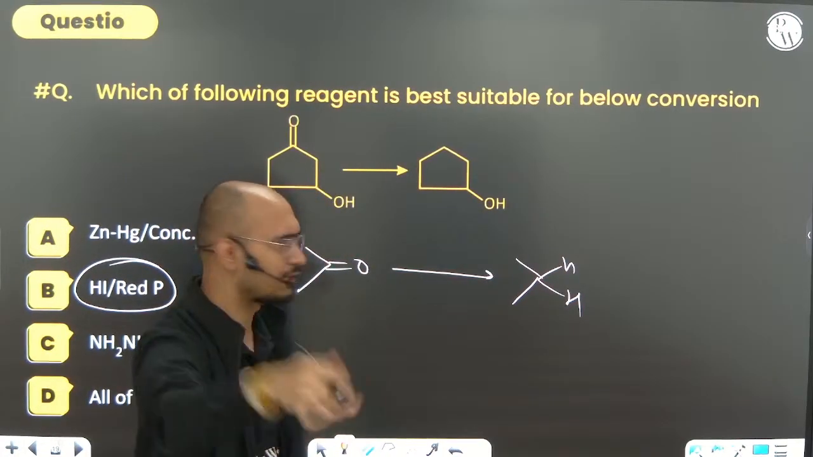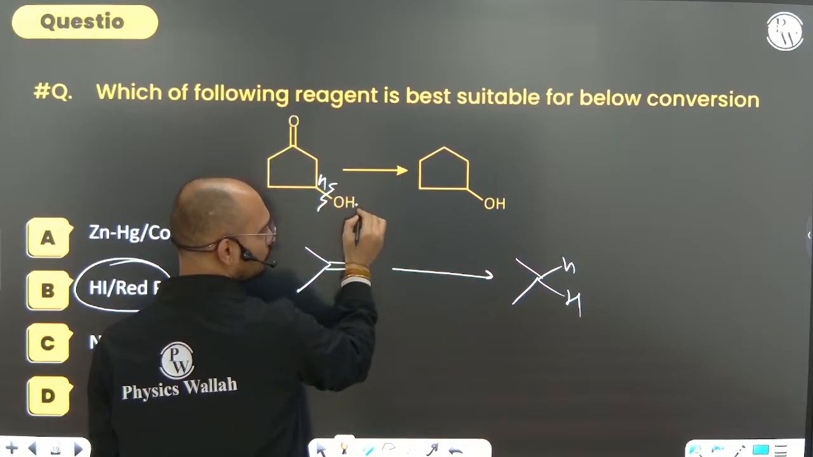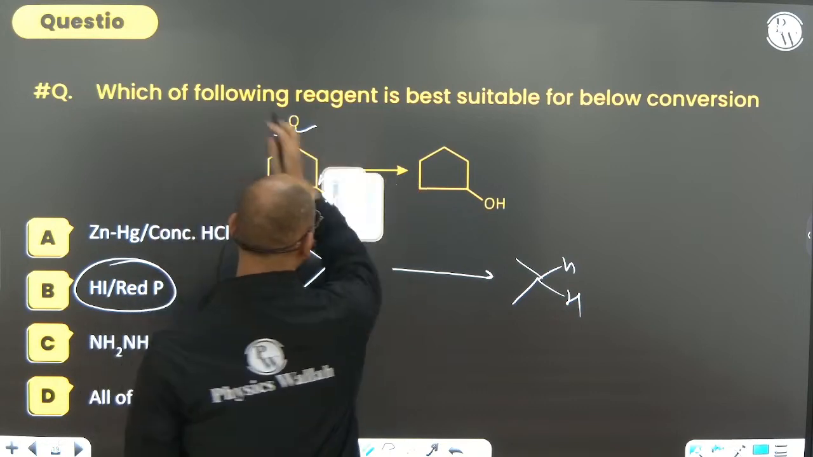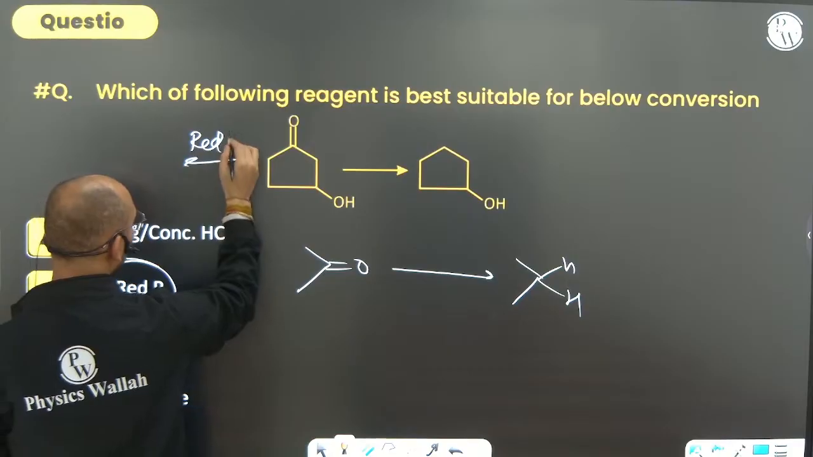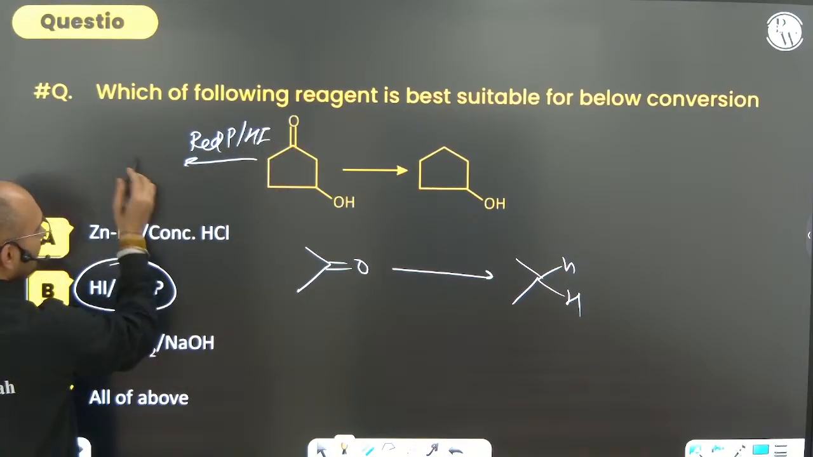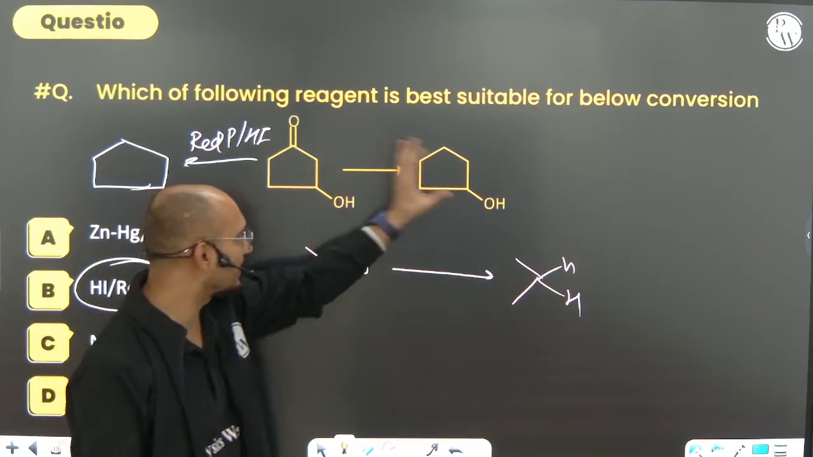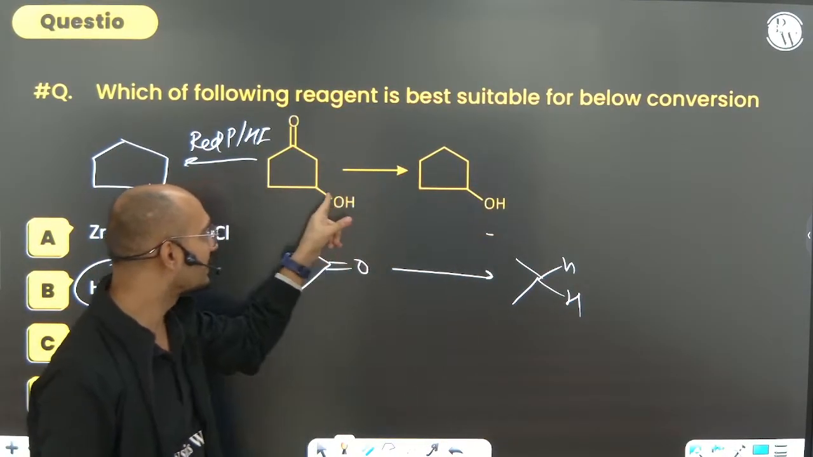And it will reduce it. So it will break this also, it will give H2O. इसको अभी हटा देगा, इसको भी हटा देगा. So if you are going to give red phosphorus and HI, what will it convert into directly? Cyclopentane. But we do not want cyclopentane. We have to keep this OH intact, means something that does not react with this OH.